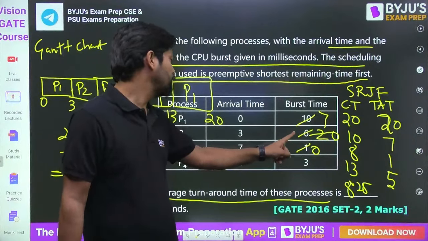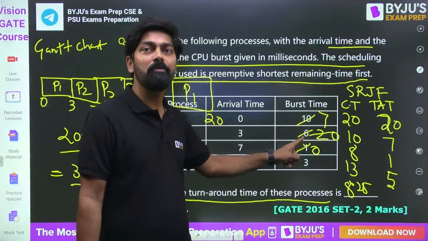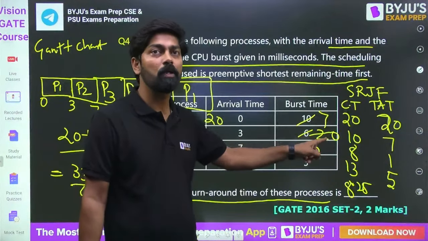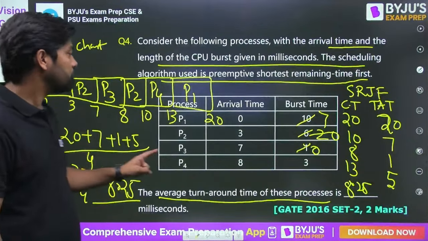And the burst time of P2 is 6. That's why P1 has been preempted and P2 will be scheduled to the CPU. Are you getting my point? P2 will be scheduled to the CPU. Fine. So P2 will be scheduled.